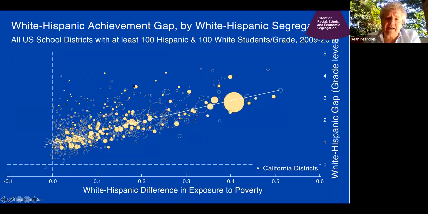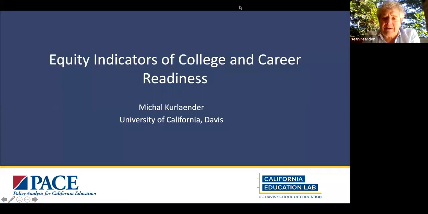I'm going to end there. So we've shown you measures of academic achievement and disparities, as well as measures of segregation. And I'll turn it over now to Michal to talk about indicators of college and career readiness.